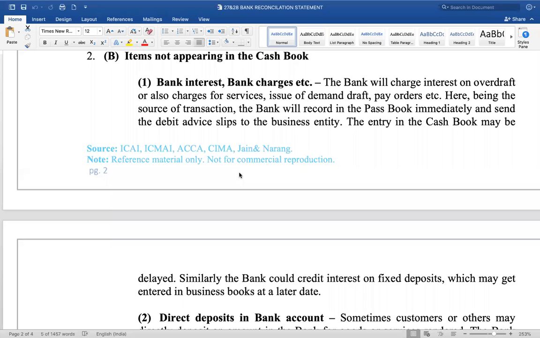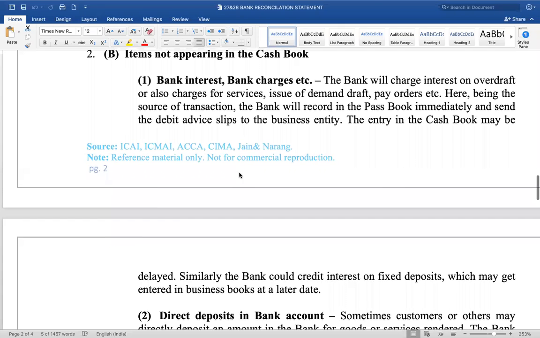Similarly, the bank may credit the interest. Let's say you have 10 lakhs in the account, and on that the bank may pay interest. That interest payment is not known to the cashier. When it is not known to the cashier, he doesn't record it. So as per the passbook, the balance is more. As per the cash book, the balance is less.